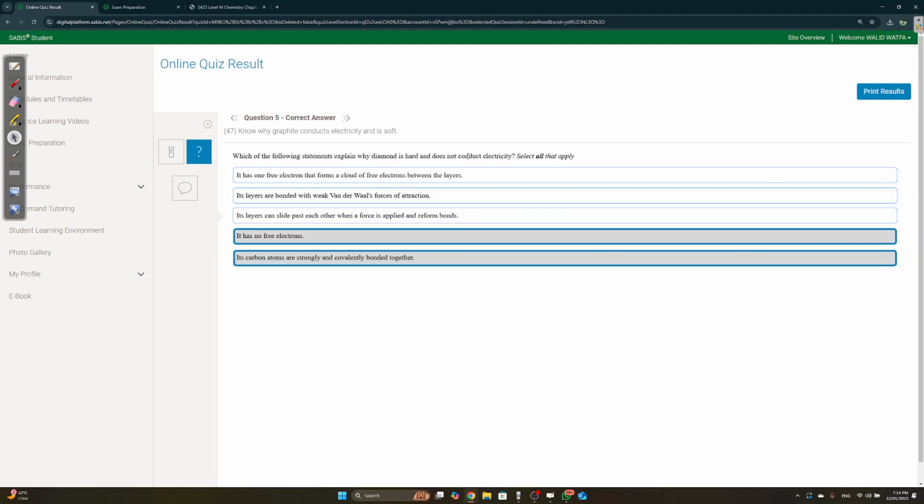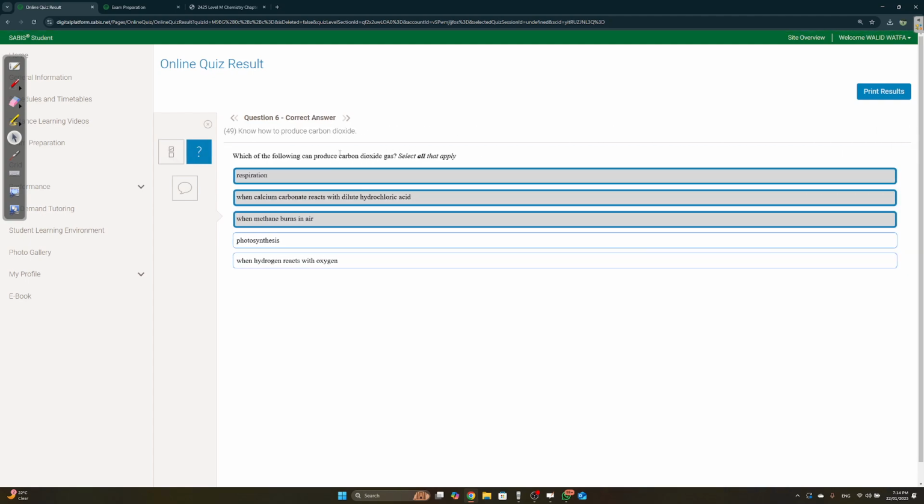Which of the following statements explains why diamond is hard and does not conduct electricity? Why is it hard? Because the atoms are strongly and covalently bonded together. Does not conduct electricity means there are no free electrons. To conduct electricity, there have to be electrons. So, it has one free electron? No. Its layers are bonded with weak van der Waals? No. Its layers can slide past each other when a force is applied? No. If they can slide past each other, then it's not hard.